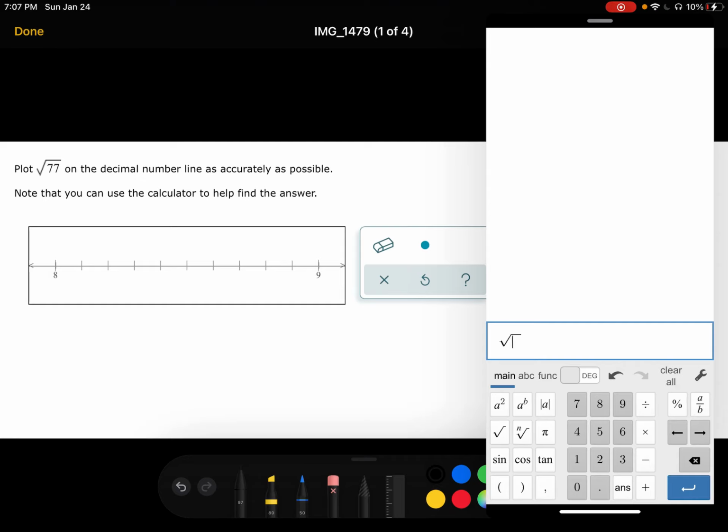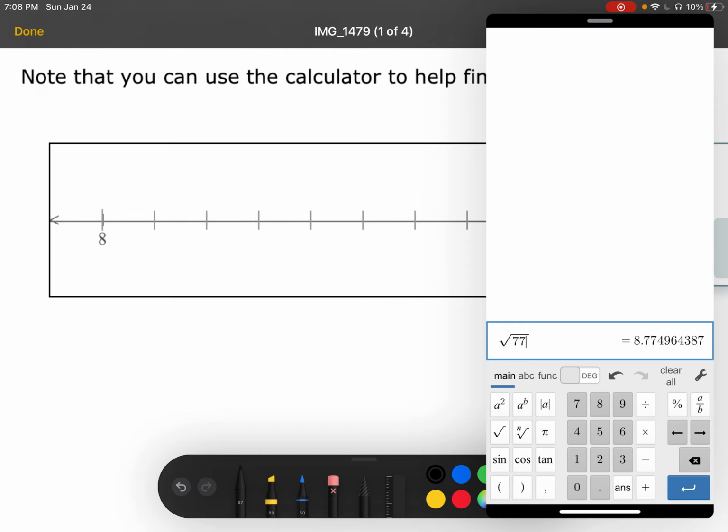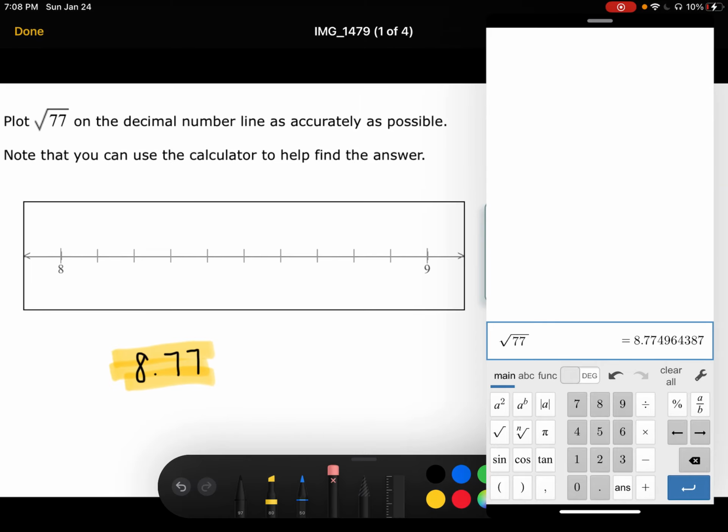So what you're going to do is start with plotting the square root of 77. Put square root of 77 into your calculator, and it is going to say 8.7749. For this question, I'm really just going to focus on the 8.77 piece, and I'm not going to worry about the other decimal places.